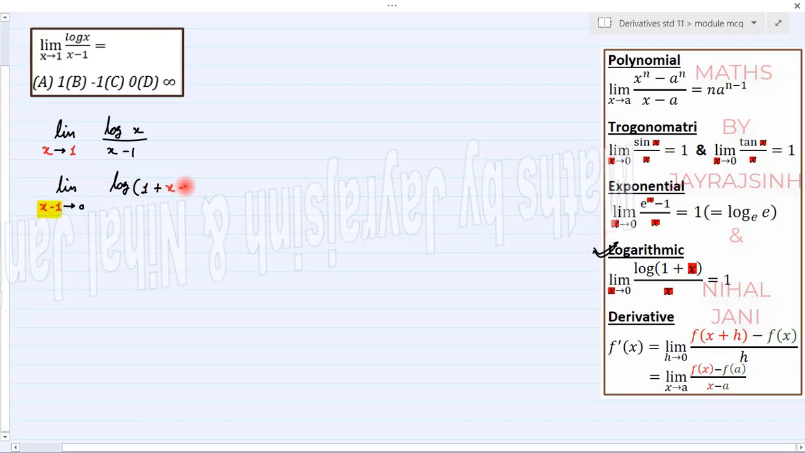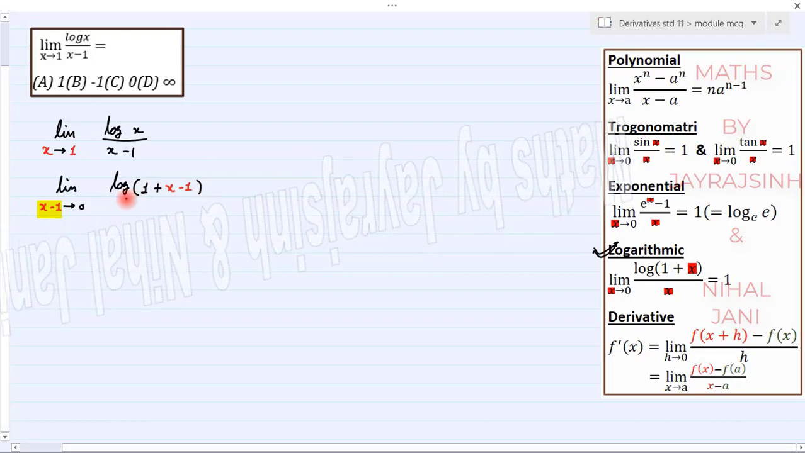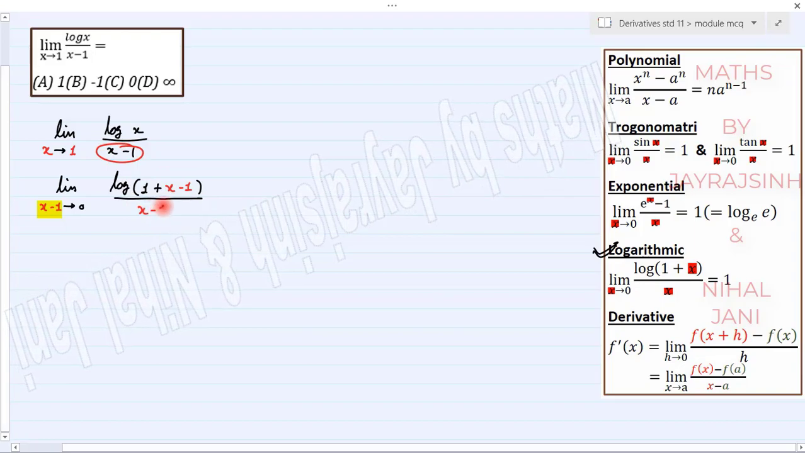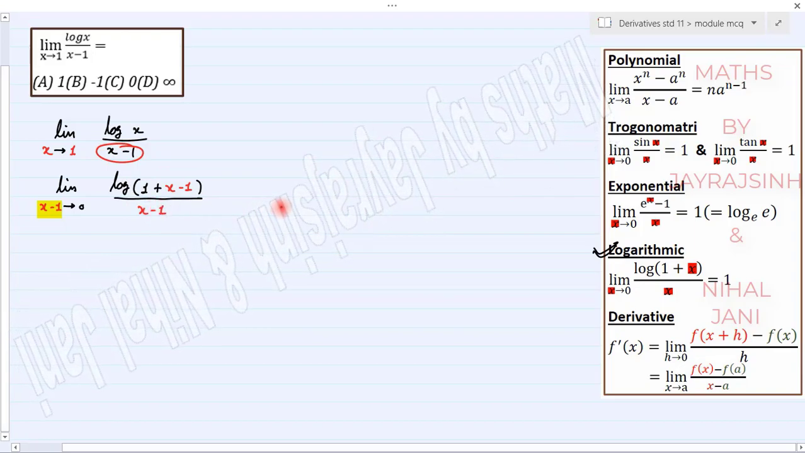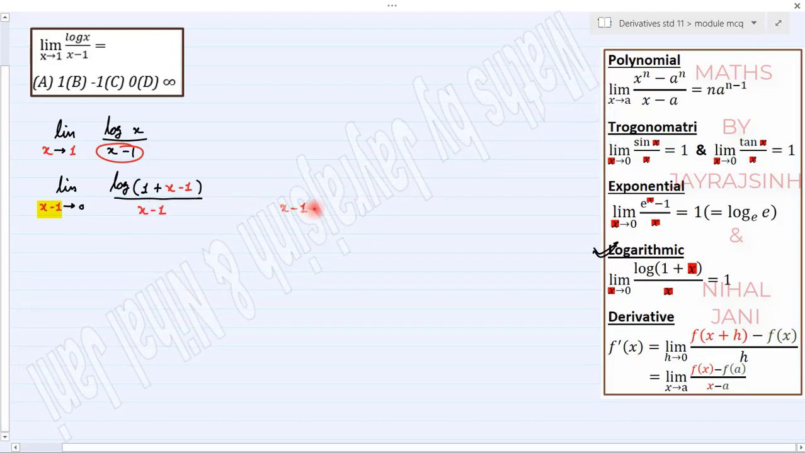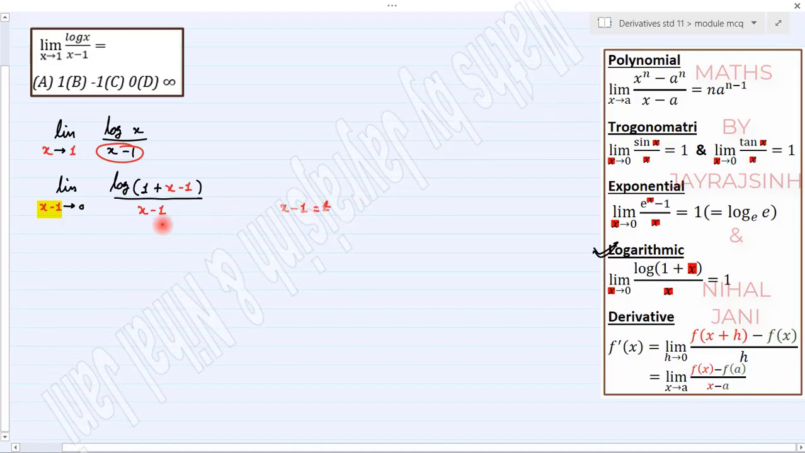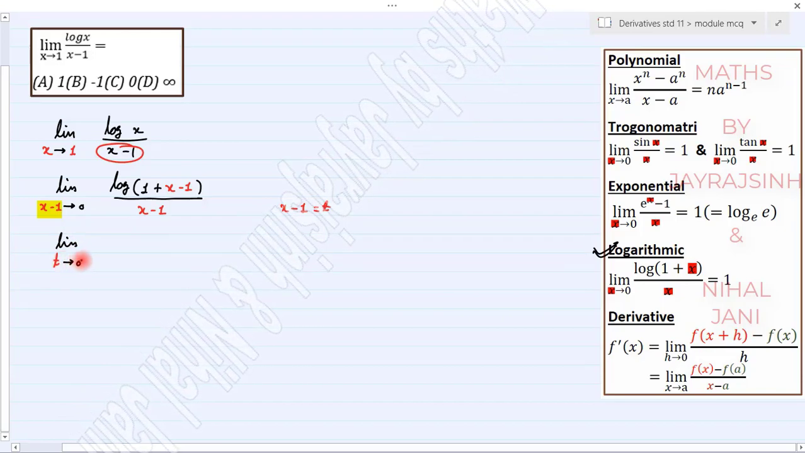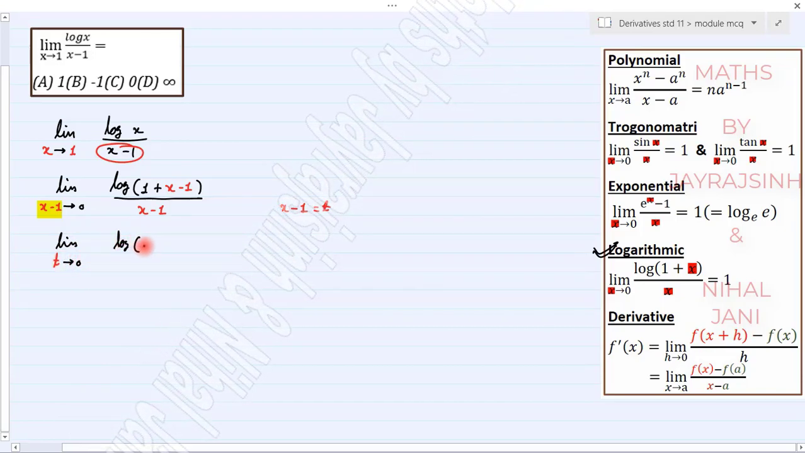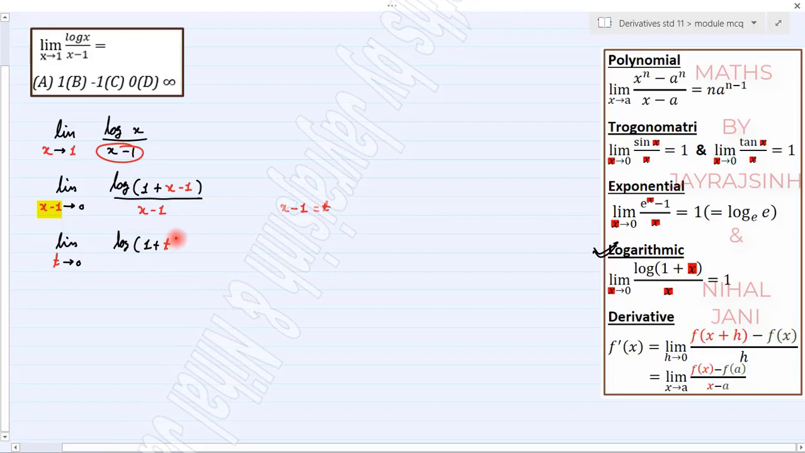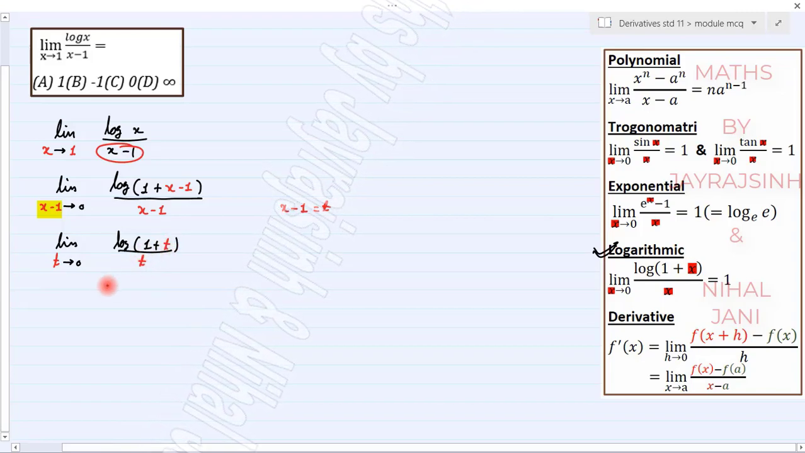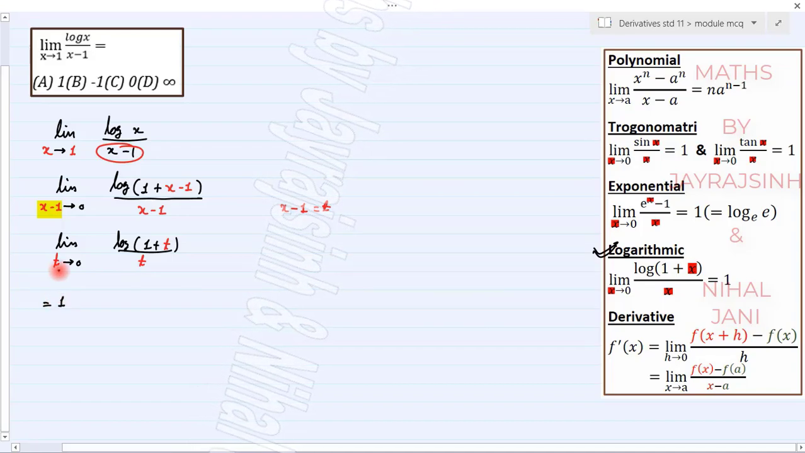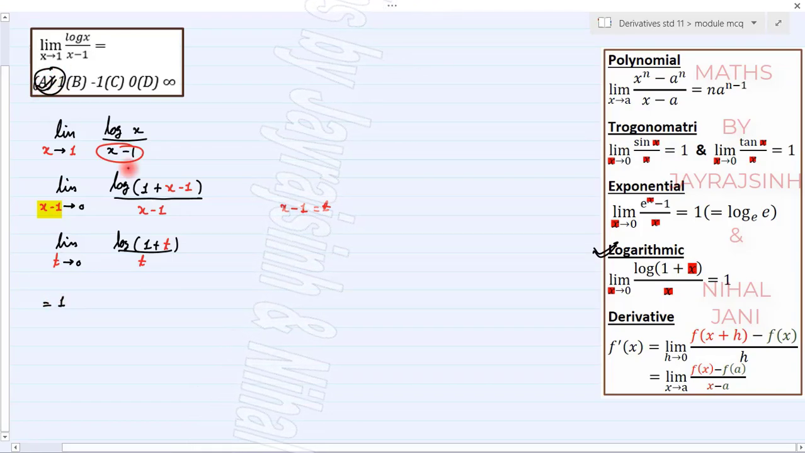So we can say here we are adding and removing minus 1. And we already have x minus 1 in the denominator. So for further simplification, let's assume x minus 1 is equal to t. So your limit will become limit t tends to 0 log 1 plus t, and we have t in the denominator, which is in the standard form. So your answer must be 1, which is given in option A.